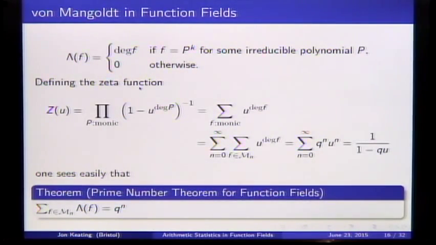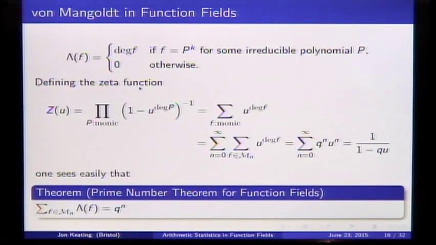So the first thing I want to look at is the von Mangoldt function. In this case, one defines a von Mangoldt function of a polynomial to be the degree of f if f is the power of some irreducible polynomial p, and 0 otherwise. This is exactly an analog of the usual von Mangoldt function, because I remind you the degree of f is a little like the logarithm of f. The size of f is q to the degree of f, so this is like saying that one's setting von Mangoldt to be log f in this context, and so this really is the analog of the von Mangoldt function.